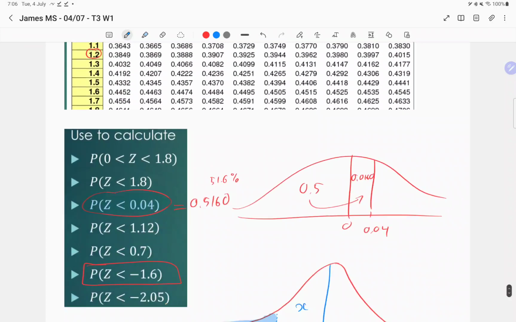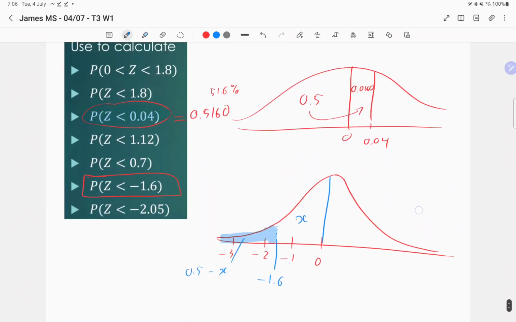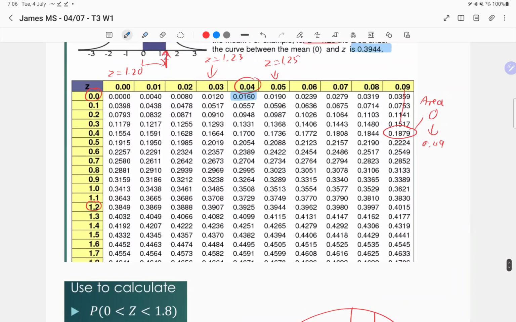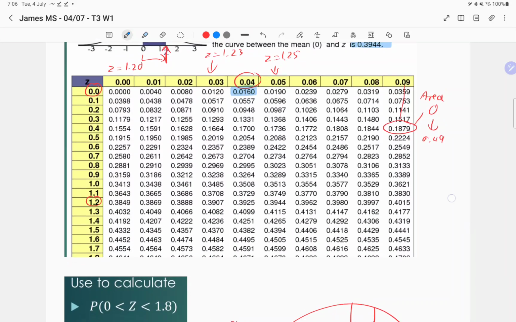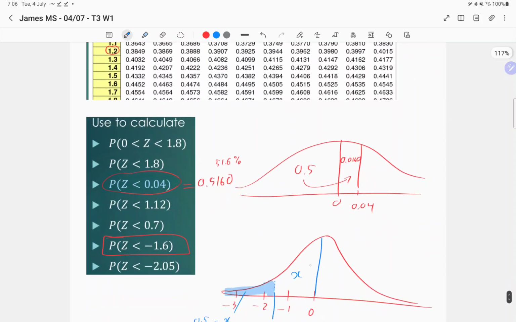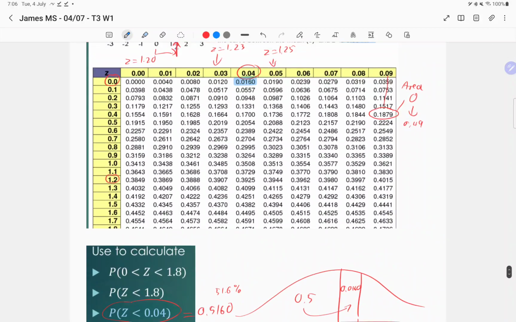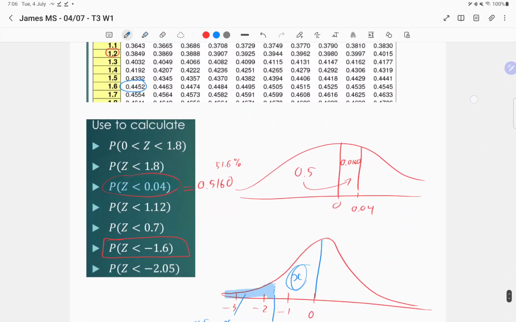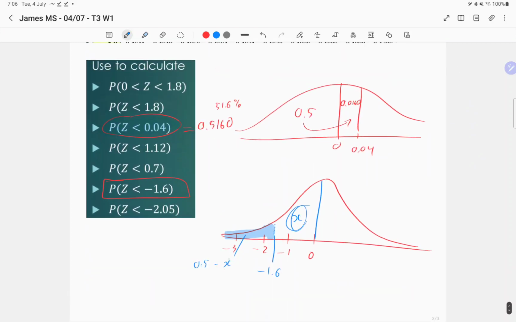But anyway, so the number is 1.6, assuming 1.6 means 1.60. Tell me what the area is. What is x? This one. What is x using the table? 1.6. 0.4452. Yes, that is correct. If you're looking at that number there, that's the correct number. So that will be 0.5 minus x, and now we know x is 0.4452.